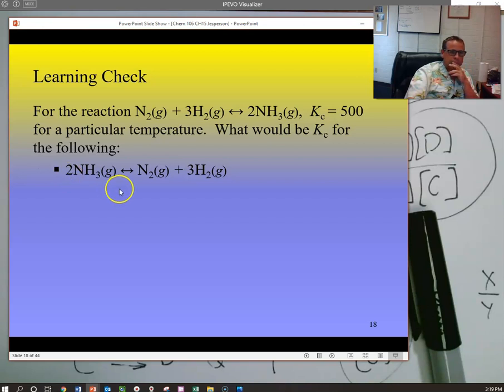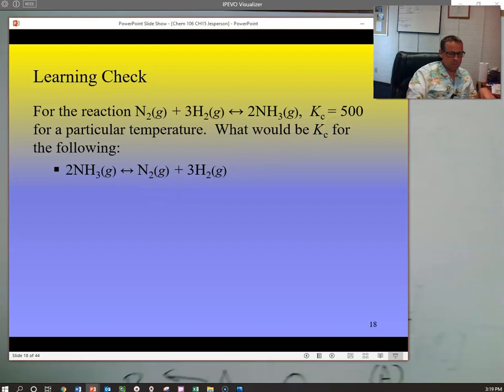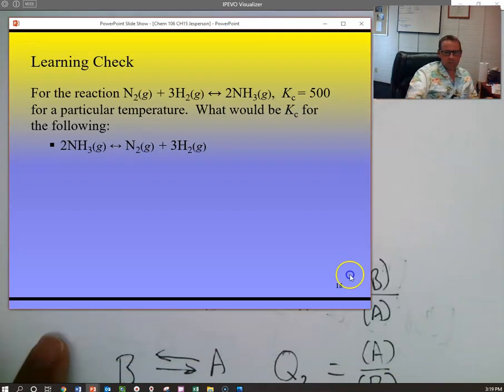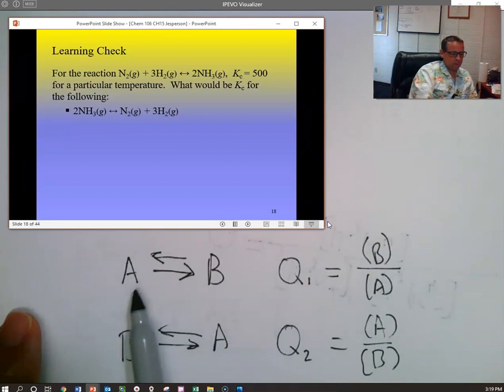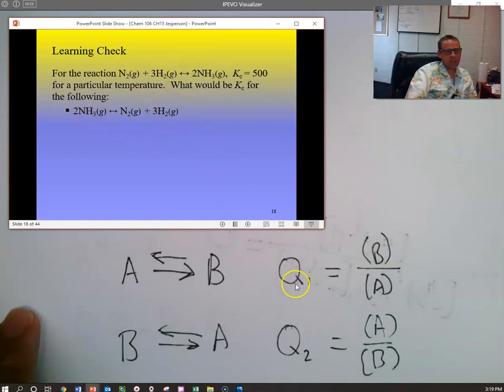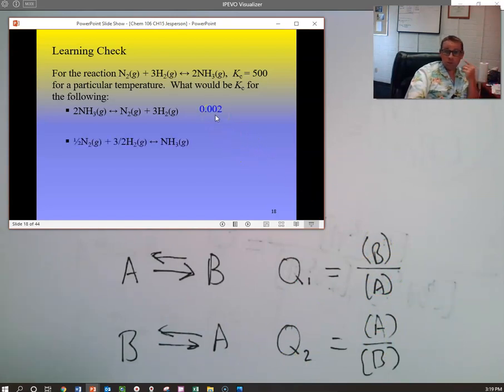Would it be negative 500? Well, let's see if this thought experiment plays a role in that, right? Because isn't this reaction up here just the reverse of this top reaction? You see that, Alyssa? Yes. So how does the K change? Oh, it's inverse, so would it just be 1 over 500? That's right. 1 over 500, which is 0.002.